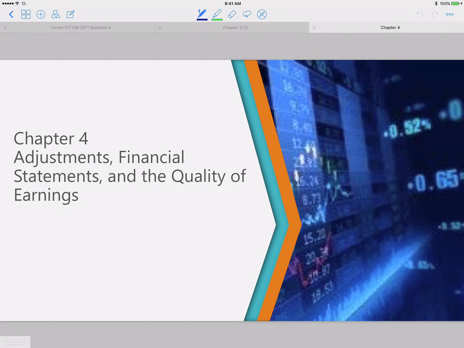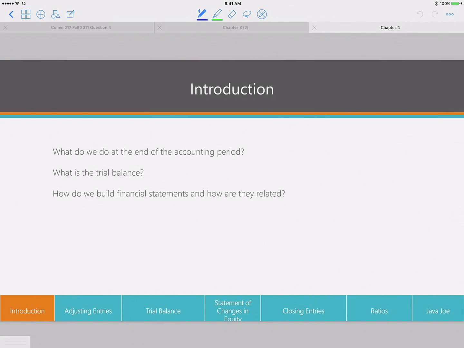So today we're going to be covering adjusting entries, financial statements, and the quality of earnings. So we have a couple of questions that we're going to be asking and answering today. The first is, what do we do at the end of the accounting period? What is the trial balance? And how do we build financial statements, and how are they all related?